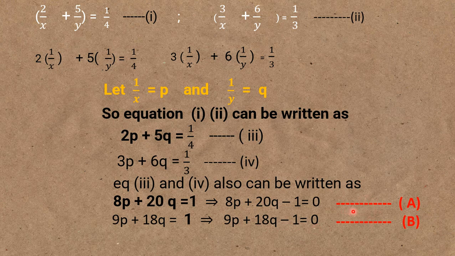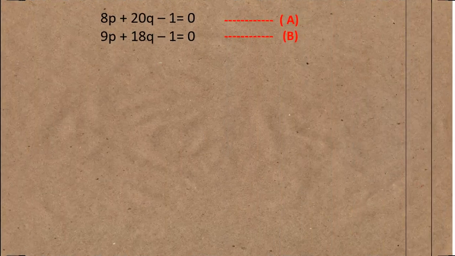Let us take these two new equations, which are now in the form of a1x plus b1y plus c1 is equal to 0 and a2x plus b2y plus c2 is equal to 0. So these are a pair of linear equations in two variables now. So now we can find the solution of these equations. Here, using the cross multiplication method, we can find out the values for p and q.